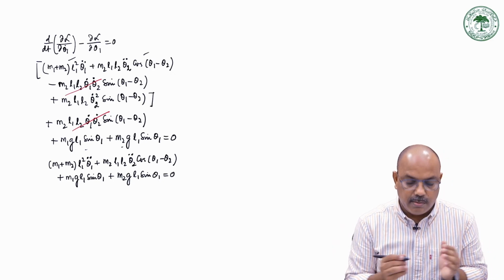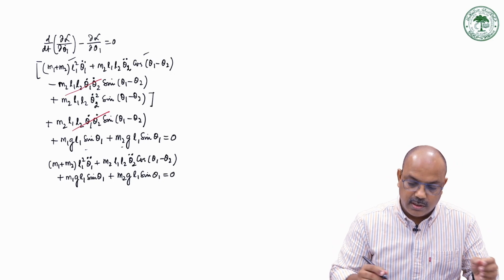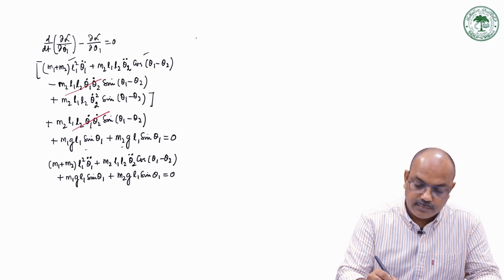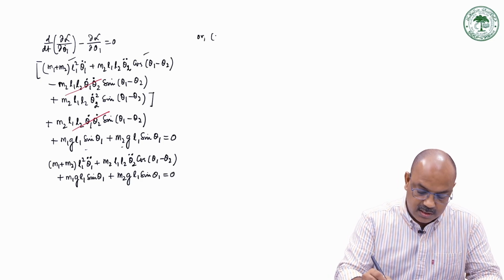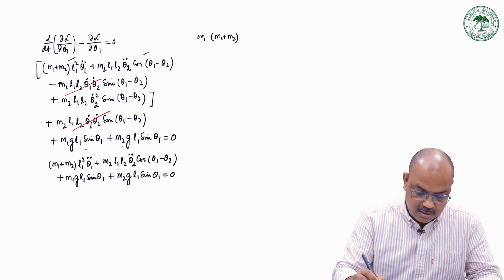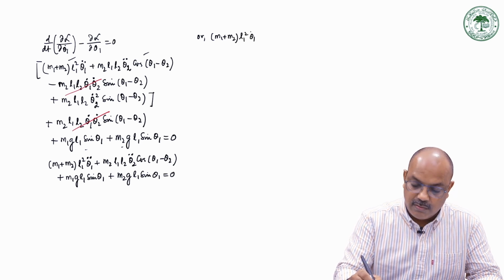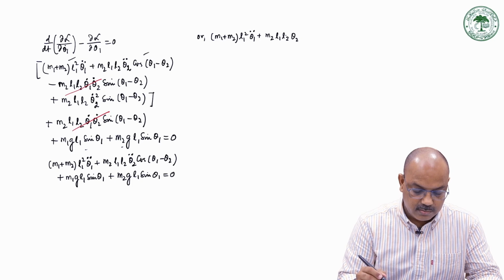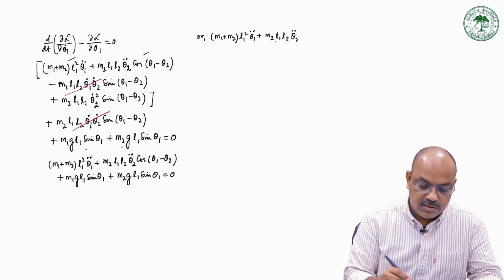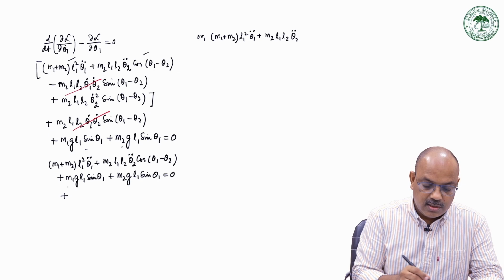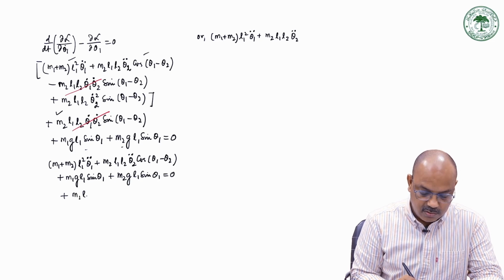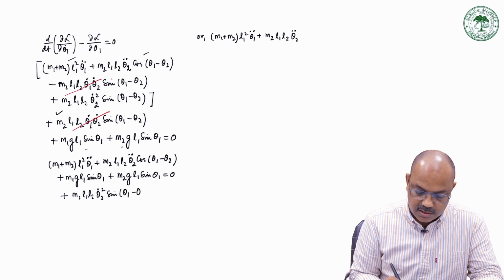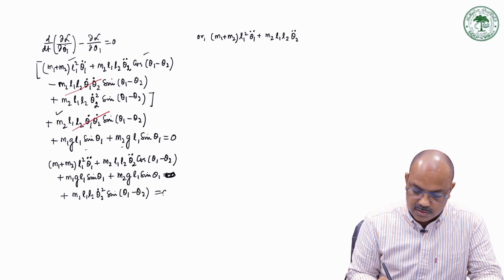Because m2 is there in both, you can combine this as m1 plus m2. So it becomes (m1 plus m2) L1 square theta 1 double dot plus m2 L1 L2 theta 2 double dot cos(theta 1 minus theta 2). I've left this term here, m2 L1 L2 theta 2 dot square, and then I have sine(theta 1 minus theta 2) equal to 0.